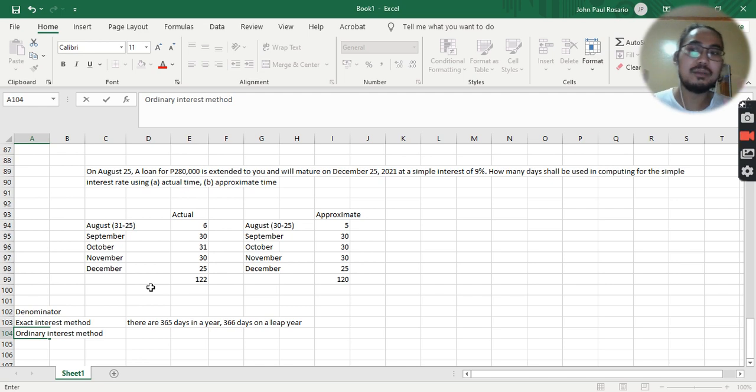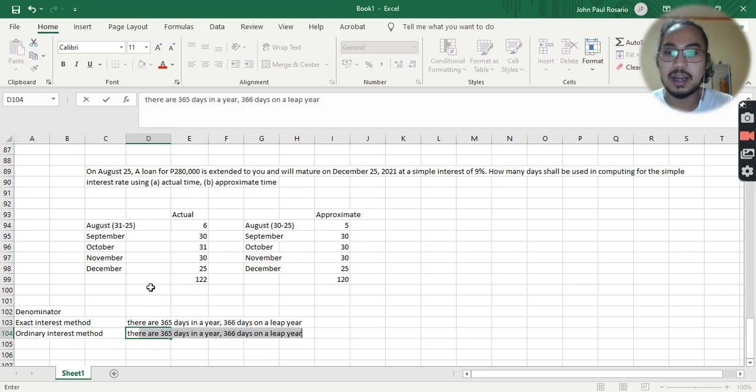If you think about it, the mirror or counterpart in concept of actual time is the exact interest because they count the actual time or the exact number of days in a year. For approximate time, it assumes there are only 30 days in every month including February, mind you. So there are 12 months in a year and 30 days per month. So 12 times 30, that's 360. So that is the concept of the ordinary interest method, that there are 360 days in a year, leap year or not.